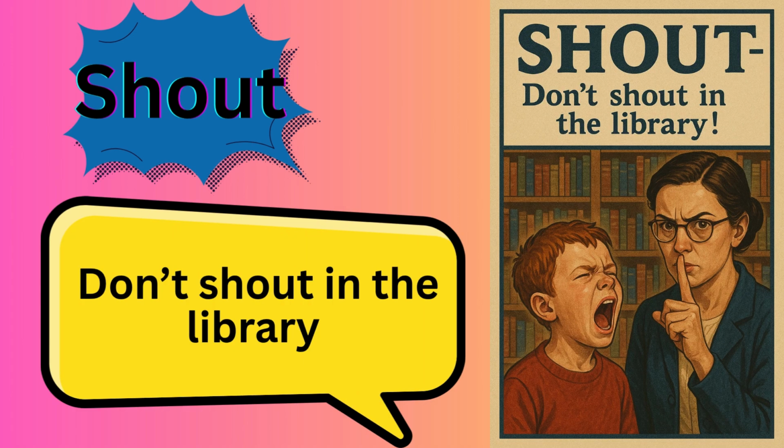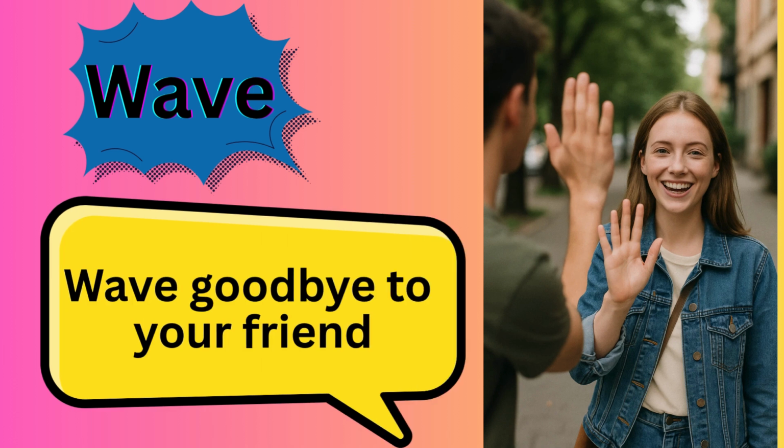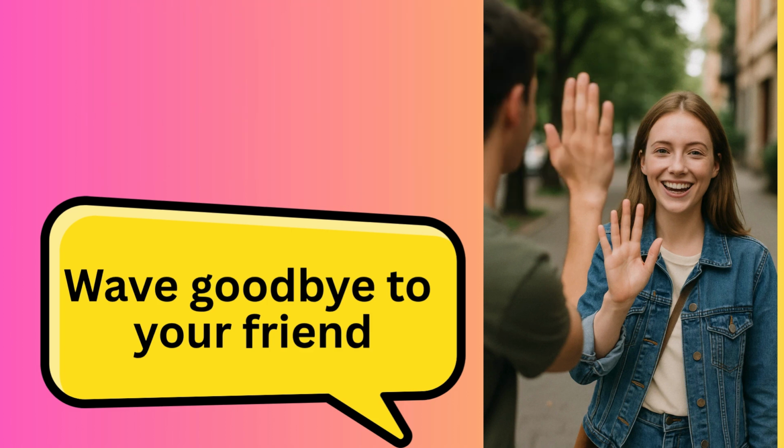Next action word is shout. Shout means to say something very loudly. Example, don't shout in the library. Next action word is wave. Wave means to move your hand back and forth to say hello or goodbye. Example, wave goodbye to your friend.